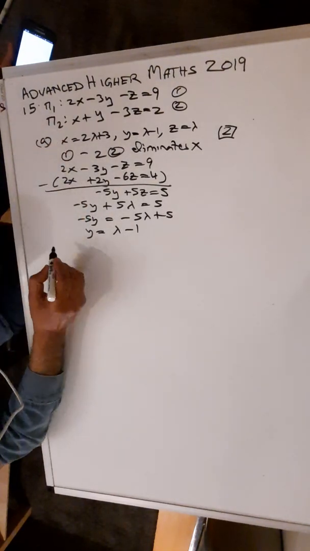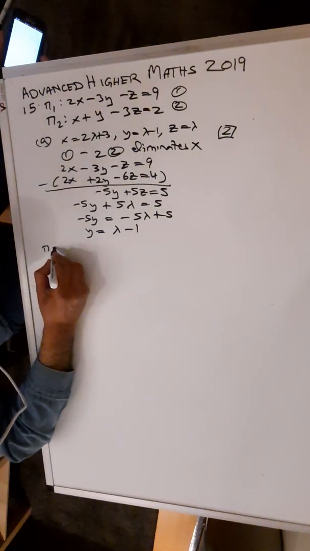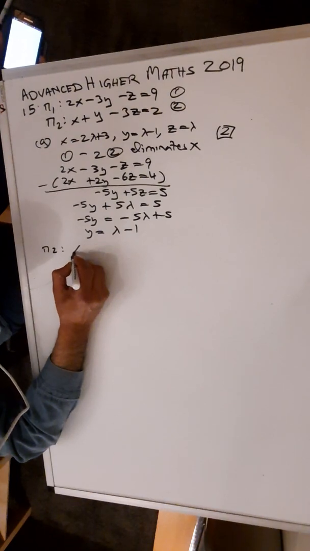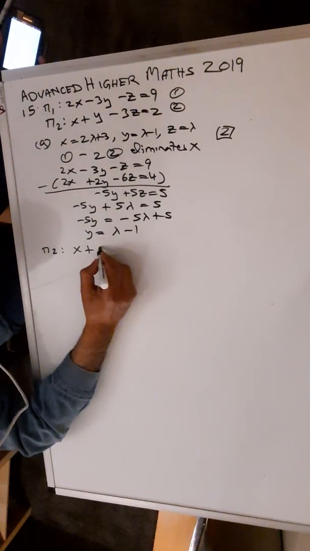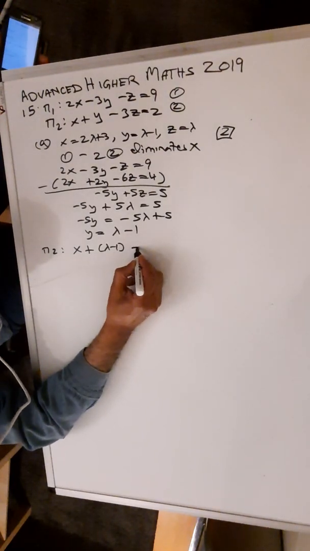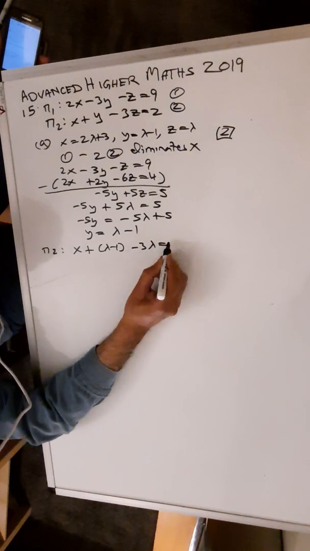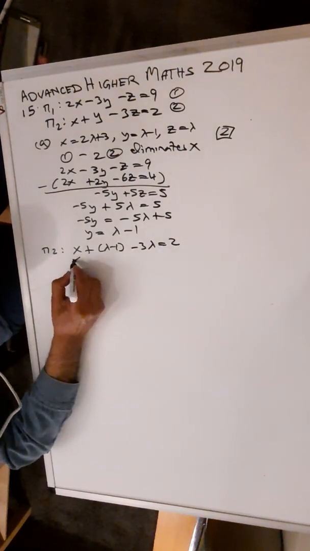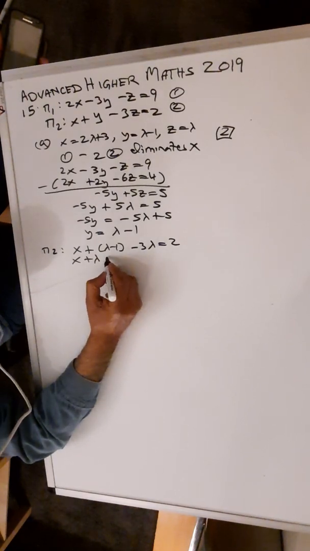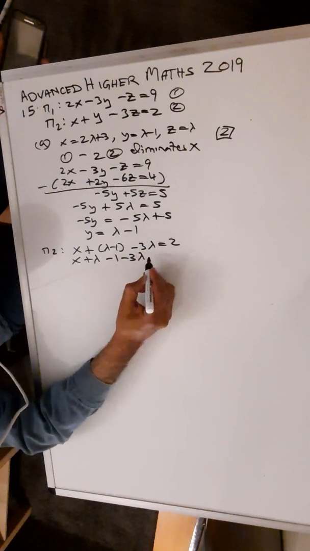To find x, you sub it back into pi 2. Sub y equals lambda minus 1 into pi 2. So x plus y, which is lambda minus 1, minus 3 lambda is equal to 2. So x plus lambda minus 1 minus 3 lambda is equal to 2.